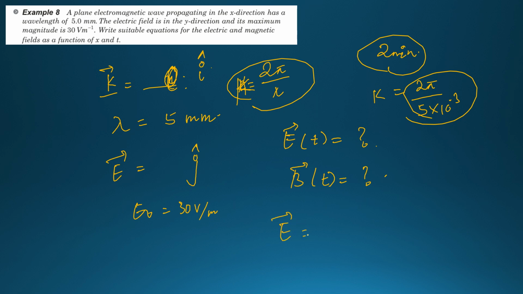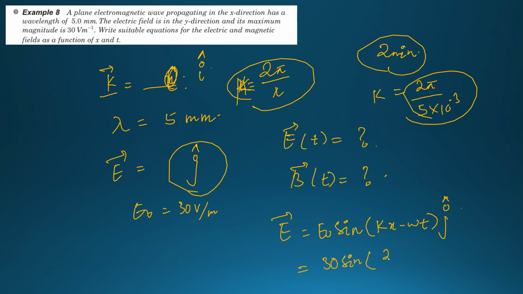Electric field E naught sine kx minus omega t, and this is your electric field direction is given j cap. E naught is given also, 30 sine k. k is your 2 pi by 5 into 10 to the minus 3 x minus omega t. Omega is not given. J cap. And magnetic field will be, if you see, B naught is what? E naught by C. So 30 by C.